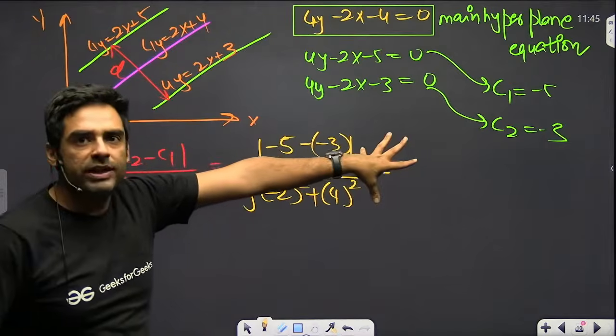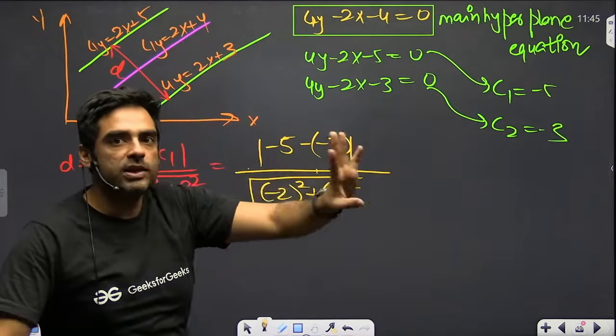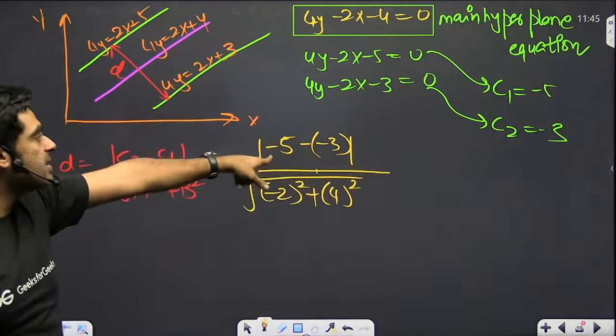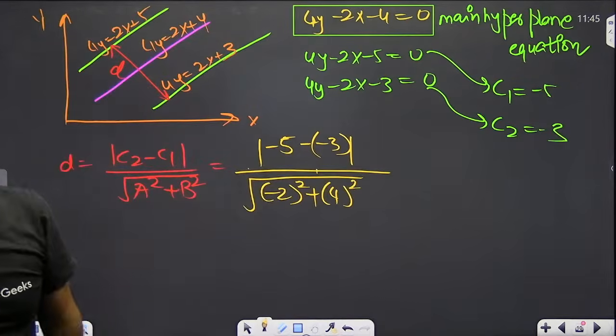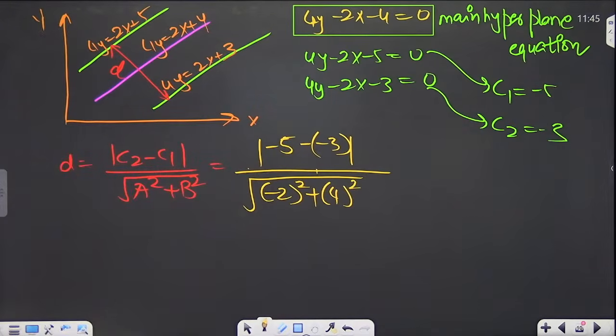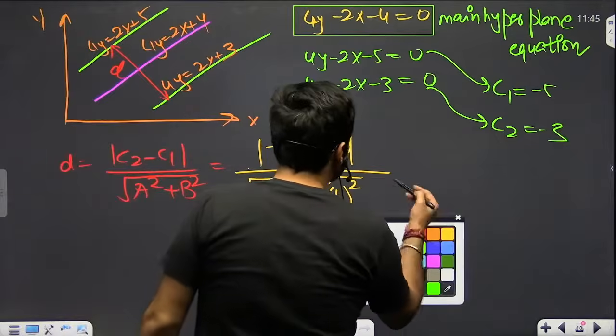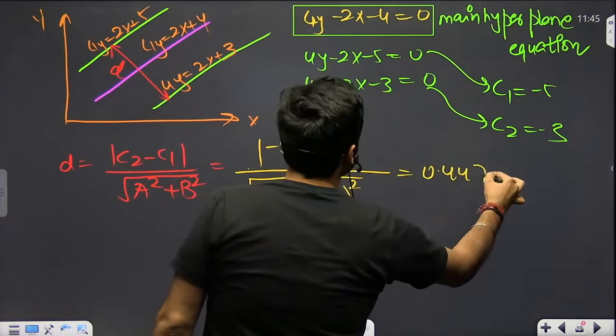Though the answer wouldn't change, Sidhu is correct. The answer wouldn't change, but yes, this is the correct way to write so that it would be clear to you. So the answer would be 0.447.